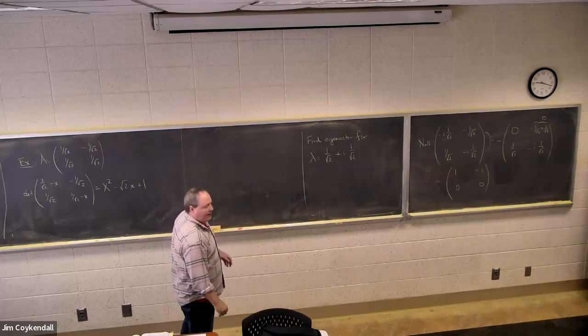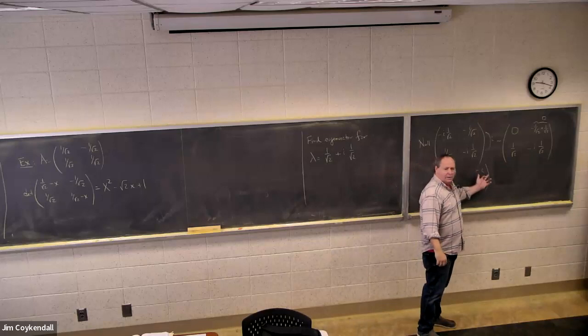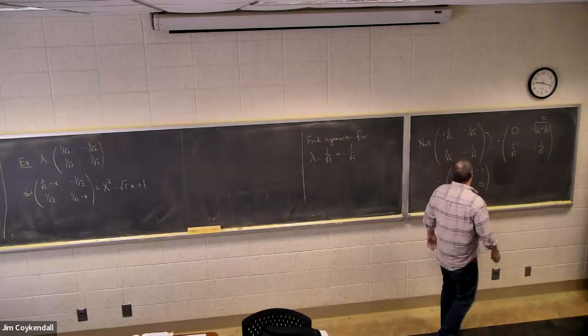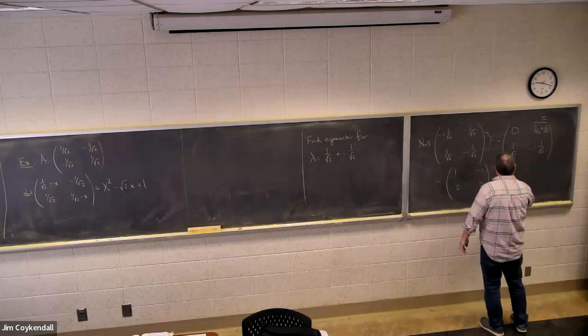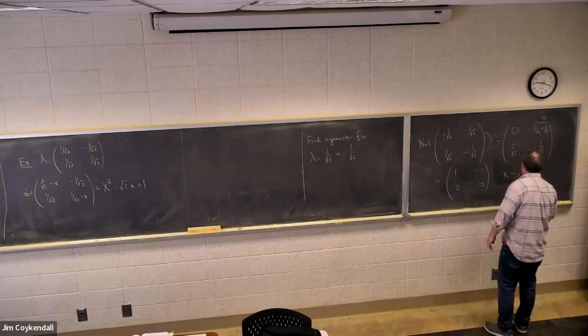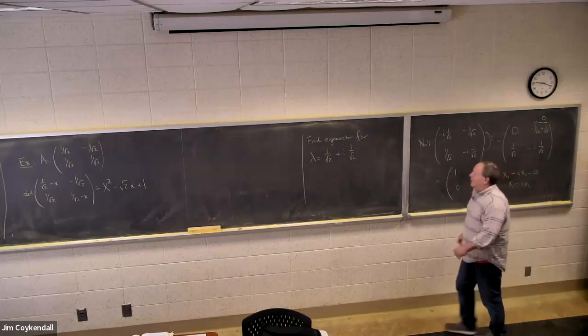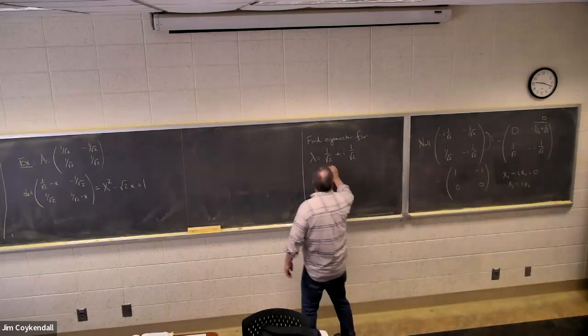If I were to get an eigenvector out of this, well, think of it this way. This is not a real number, but who cares, right? I've got x1 basic, x2 free, and so I get x1 minus i x2 is 0. So I get x1 is i x2.